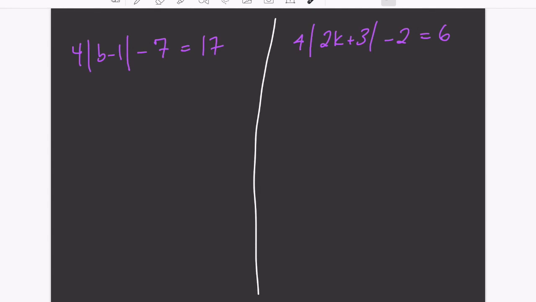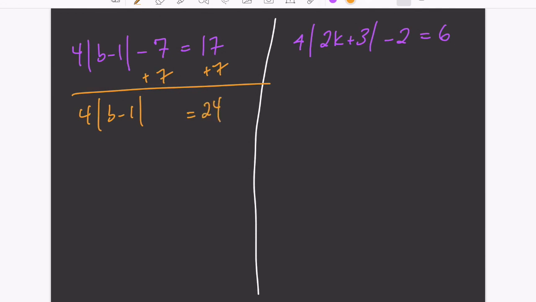And again, I see a bunch of things here. I see the 4 and a -7 that's not there. So I'm going to just treat this as like an x or something, right? I'm going to just take this whole thing. I want to just get everything else out of there. So just like we would in any other problem, I'll add 7, right, to both sides. I will get 4 times the absolute value of b minus 1 equals 17 plus 7 is 24.